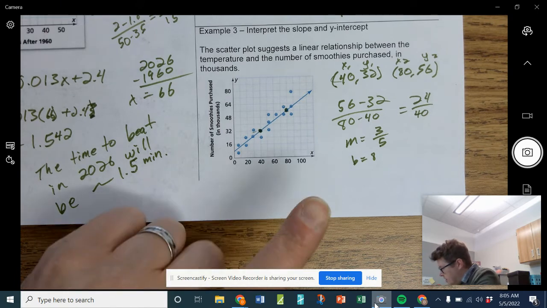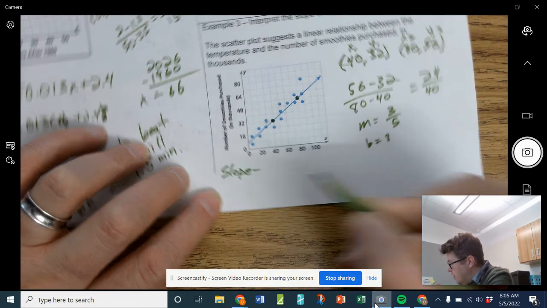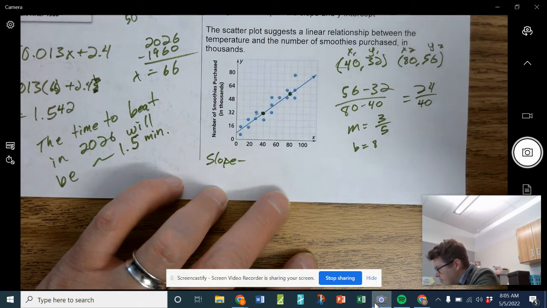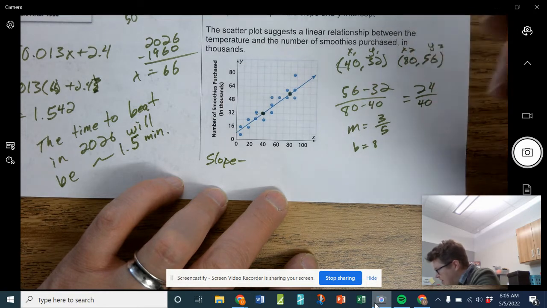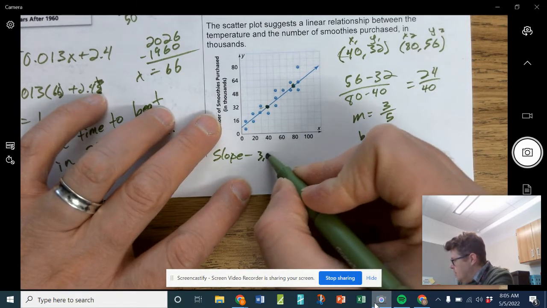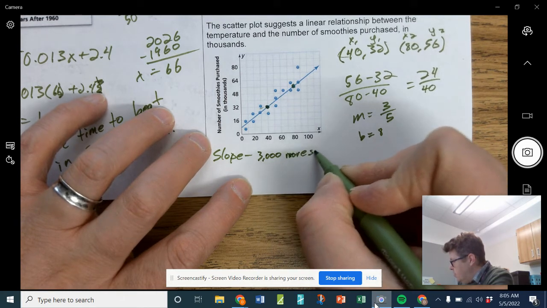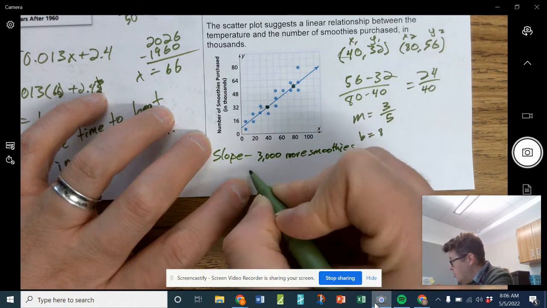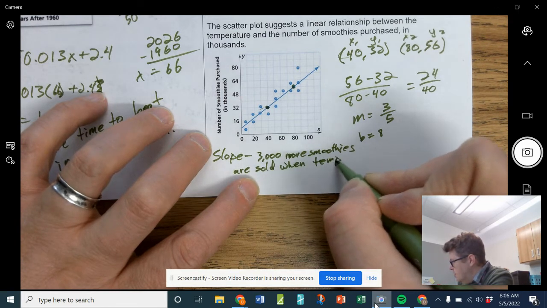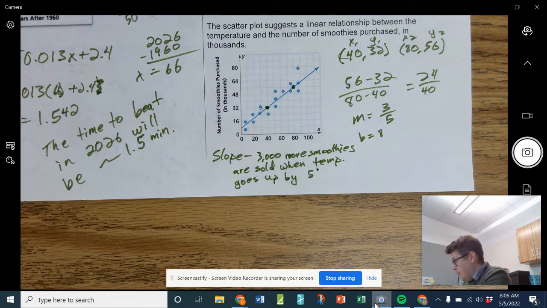Okay, so now we got to talk about this, right? So our slope is 3 over 5. Let's break this down. 3,000 more smoothies are purchased, are sold, let's say, because that's a smaller word, are sold when temp goes up by 5 degrees. Okay, that's the slope right there.